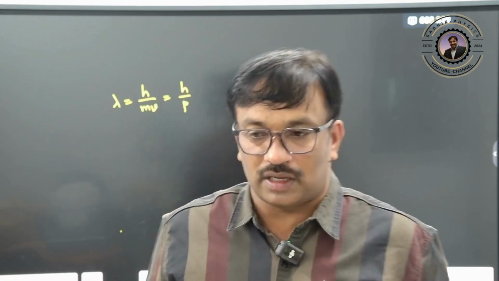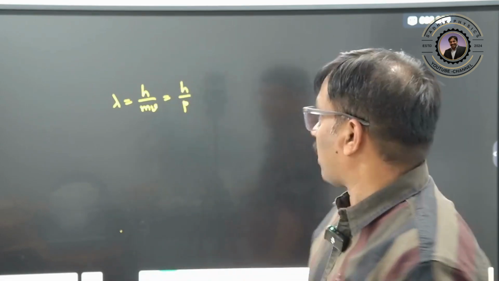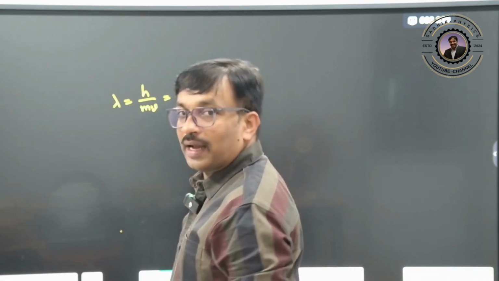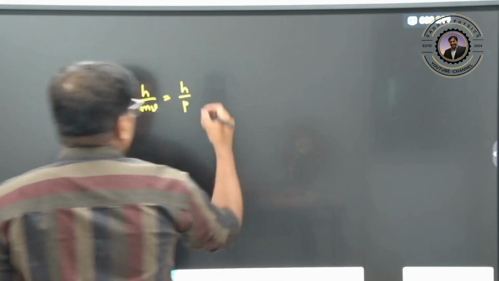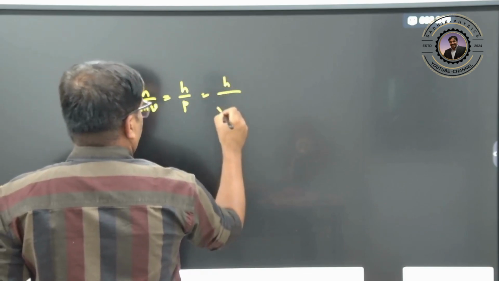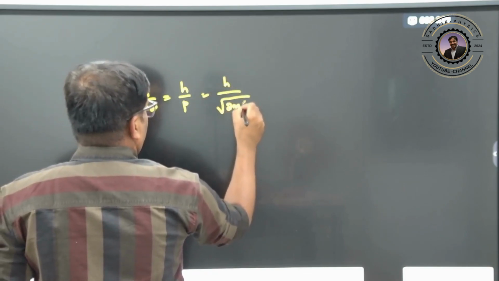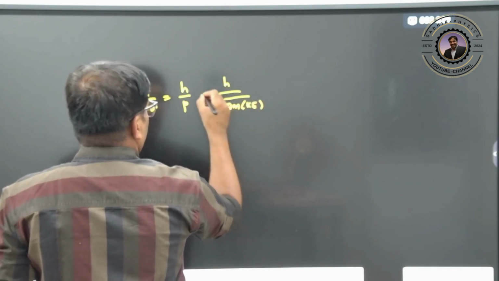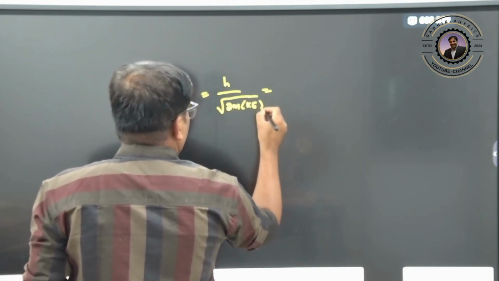Still we can write down some more formulas. These formulas are very important, so listen carefully. First, the momentum and kinetic energy relation. Momentum can be written as h by square root of 2m into kinetic energy. Clear?